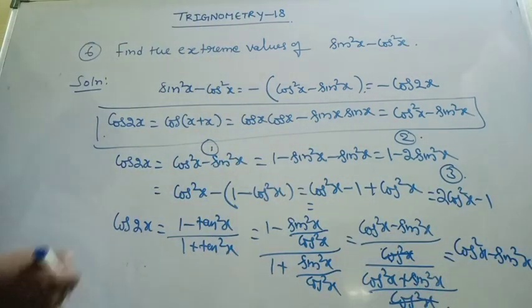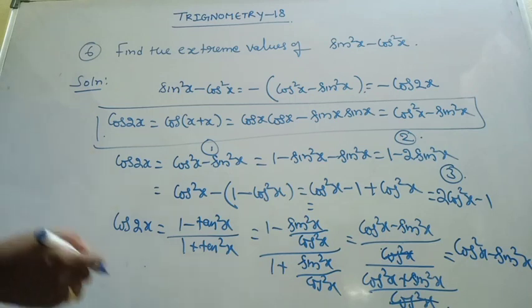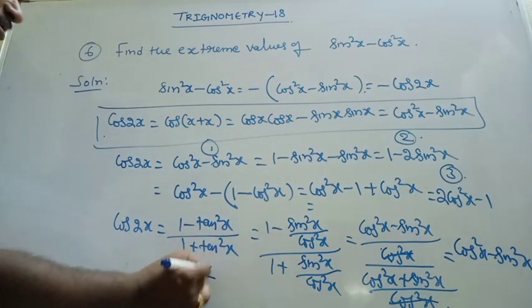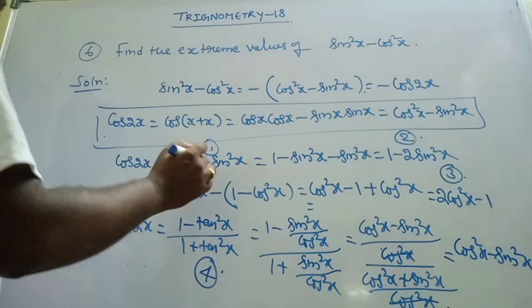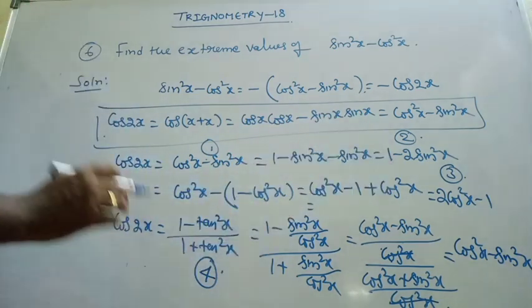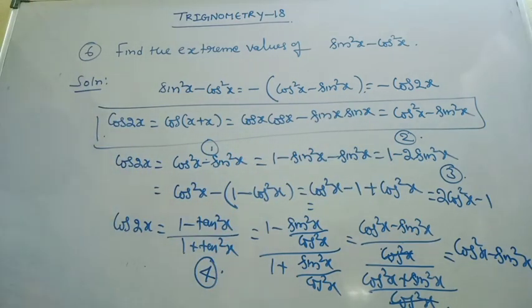Totally, my dear students, there are 4 formulas. This is the fourth formula you have. 1, 2, 3, 4. Totally we have got 4 formulas here. By using this occasion, we have got these 4 formulas.